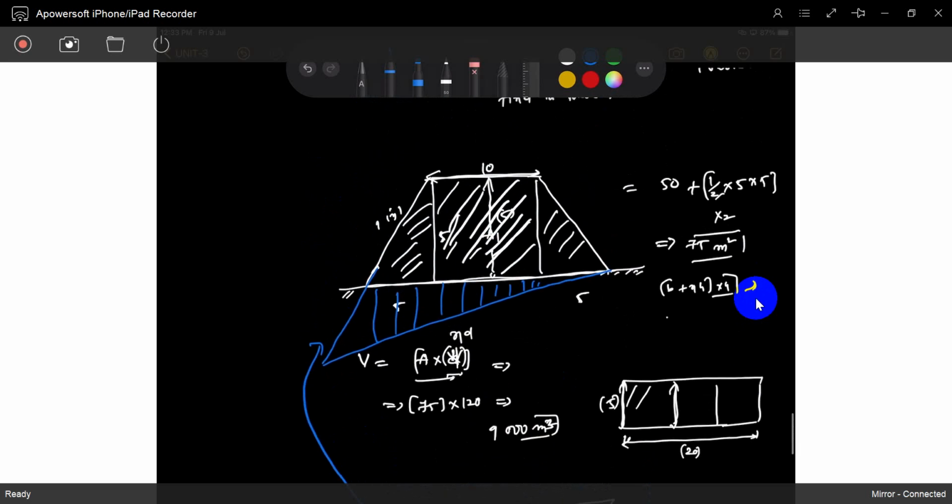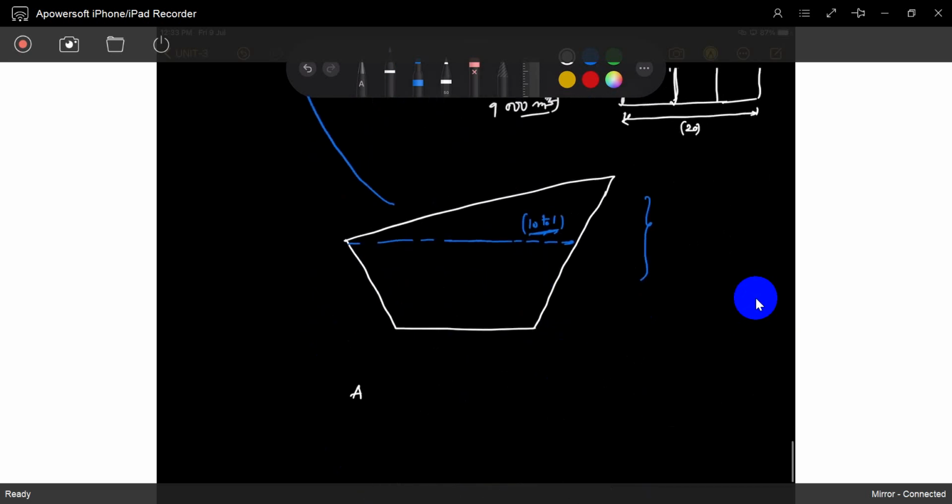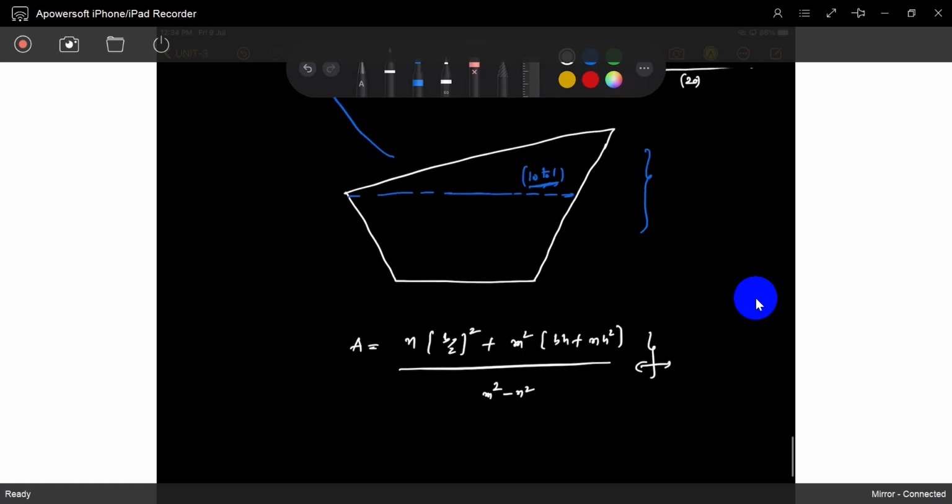So how can you find out the average area? We already have the formula: the area is (n b by 2) whole square plus m square b h, n h square, divided by m square minus n square. If you remember it, okay, otherwise use another method. No need to remember; these are all found and kept in a textbook. I won't ask these types of formulas, unless it is an open book exam.